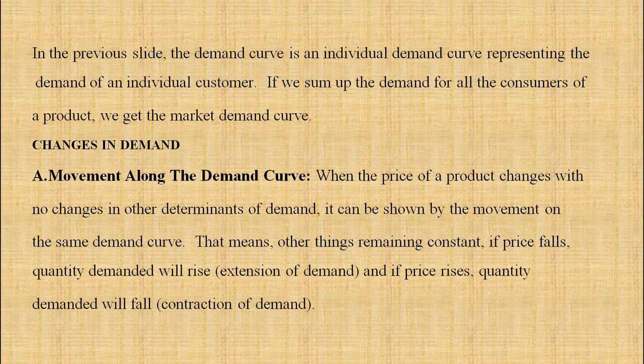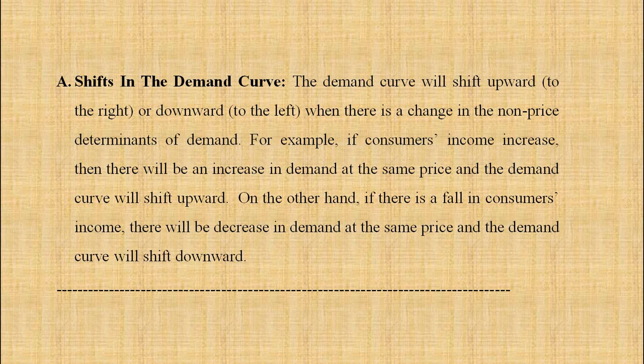Now we'll see what are the changes in demand. Movement along the demand curve. When the price of the product changes with no change in other determinants of demand, it can be shown by the movement on the same demand curve. That means, other things remaining constant, if price falls, quantity demand will rise. That is called as extension of demand. And when price rises, quantity demanded will fall. That is called as contraction of demand.